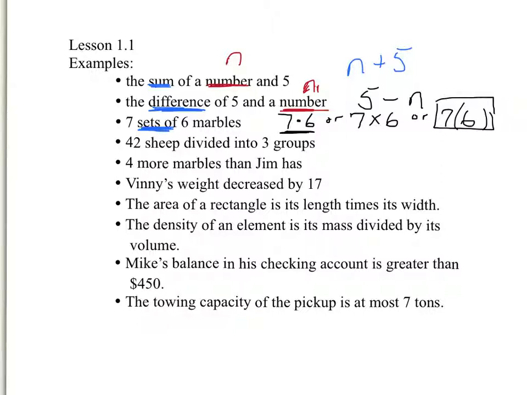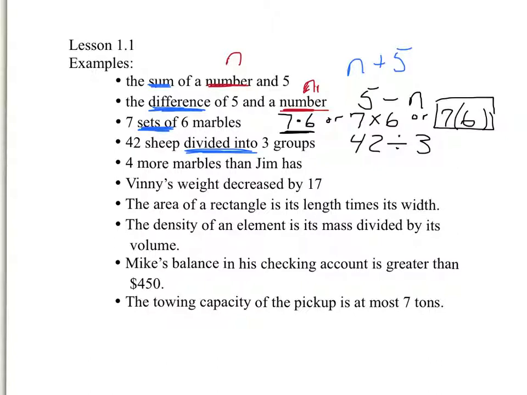Okay. Next problem. It says 42 sheep divided into 3 groups. Once again, we don't have anything unknown here, but the operation that's being signified is right here. It says divided into. And so what we're going to do is take the 42 sheep and divide by 3, and that will tell how many are in each group.